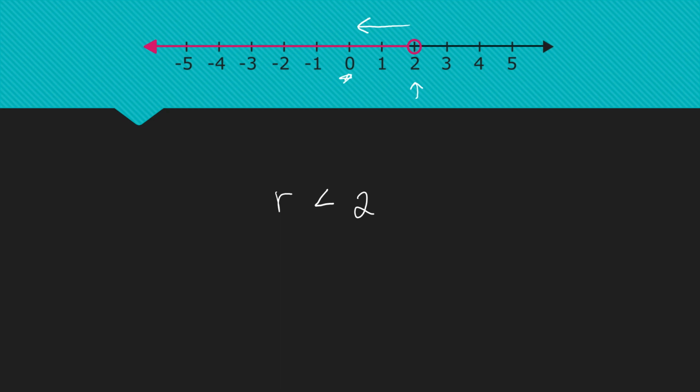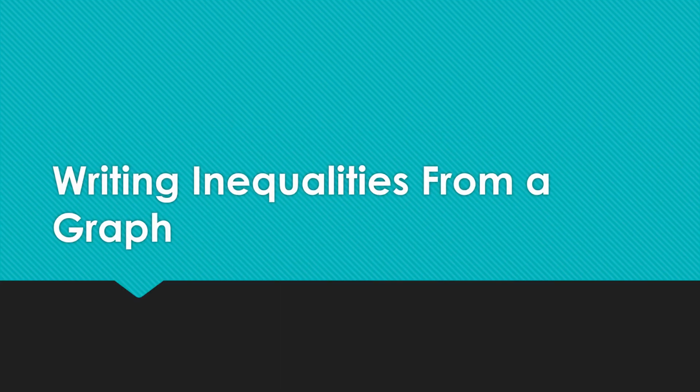included in the solution. But do we have to include 2? Well, because we have an open circle at 2, we don't actually need to put that line underneath the less than symbol, because that's only if you have a closed dot. So r is less than 2 is going to be the inequality for this graph. And that is how you write inequalities from a graph.